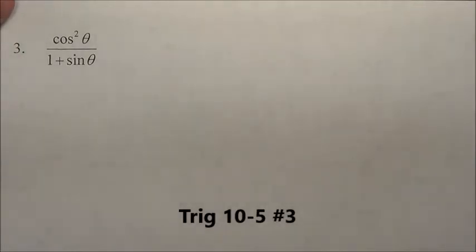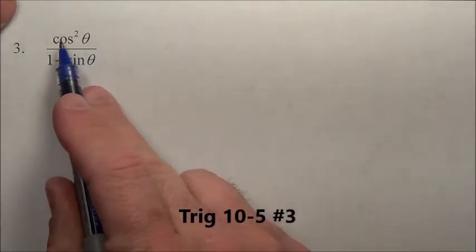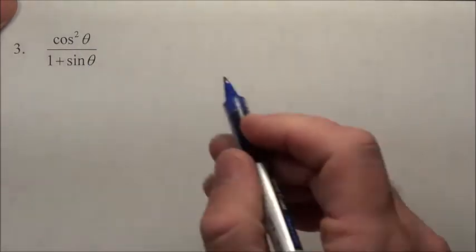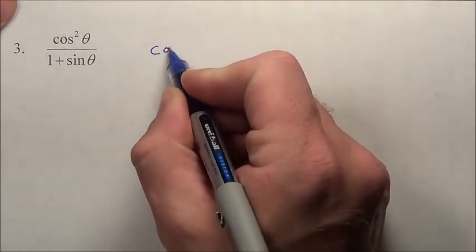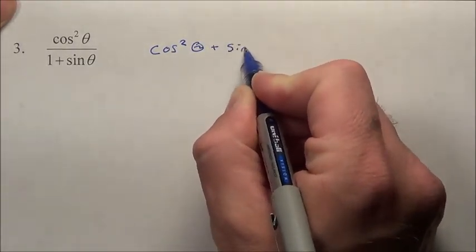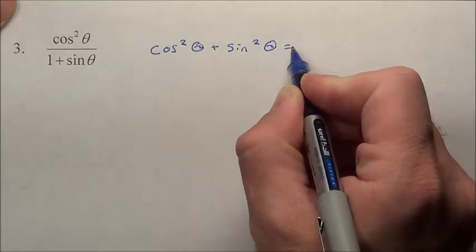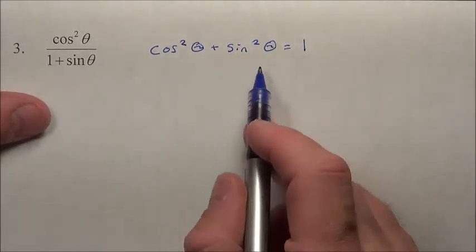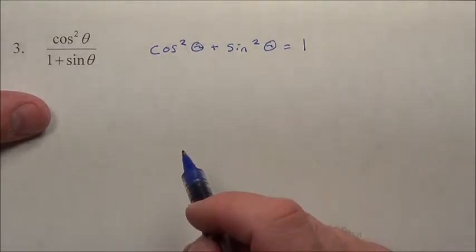Problem 3. It seems a little tricky, but we have to realize when we see this cosine squared theta that we can change that to something. What we must remember is the cosine squared of theta plus the sine squared of theta is equal to 1. That's a basic property. It's basically based off of the Pythagorean theorem. I've shown you that in class.